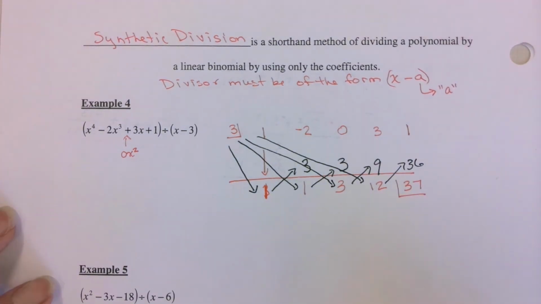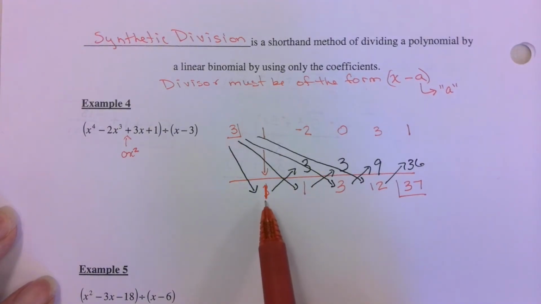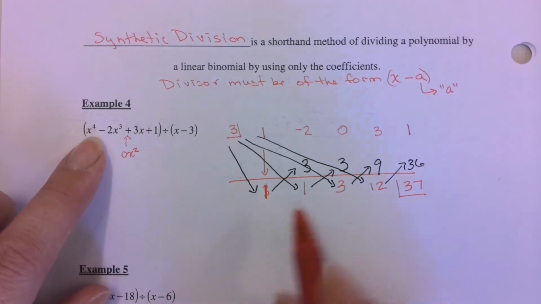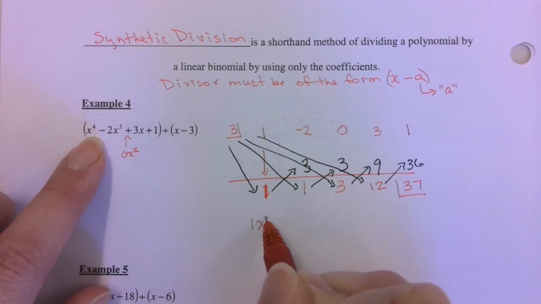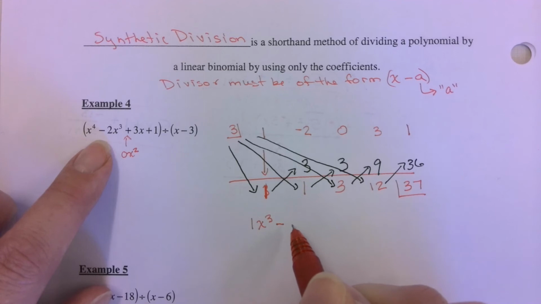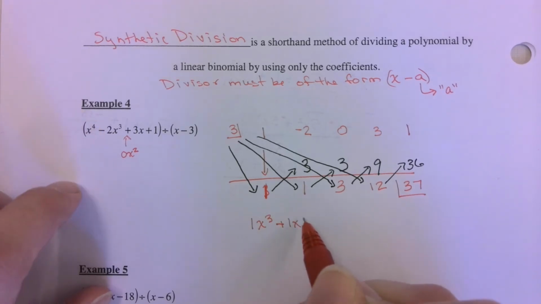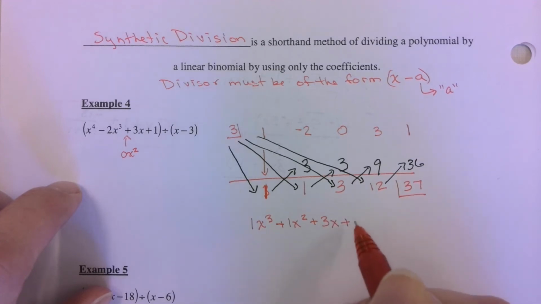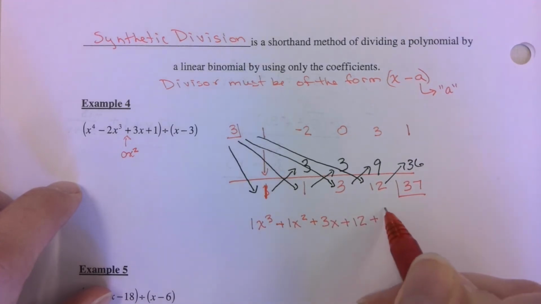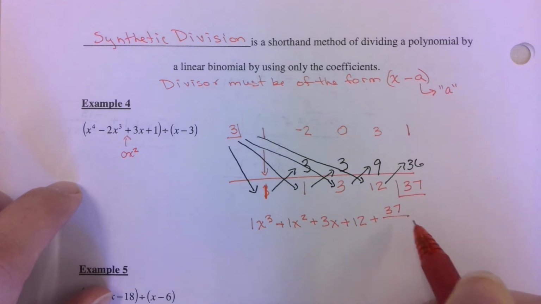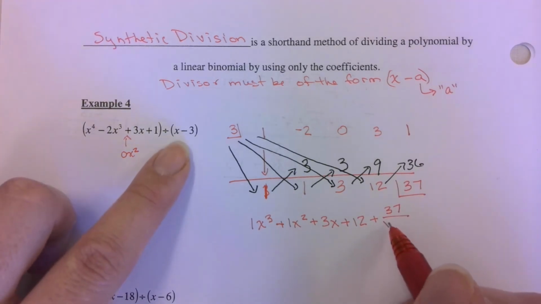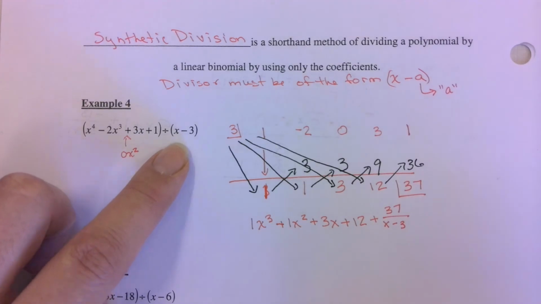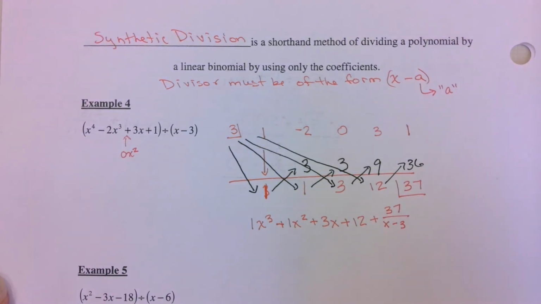Okay, so what I've done is I've divided out that first power, and so every number down here is 1 less than we started with for our power. So we would have 1x to the third plus 1x squared plus 3x plus 12 plus a remainder of 37 over our original divisor, which was x minus 3. So there is a pattern that we are following to do this. So let's look at another example.